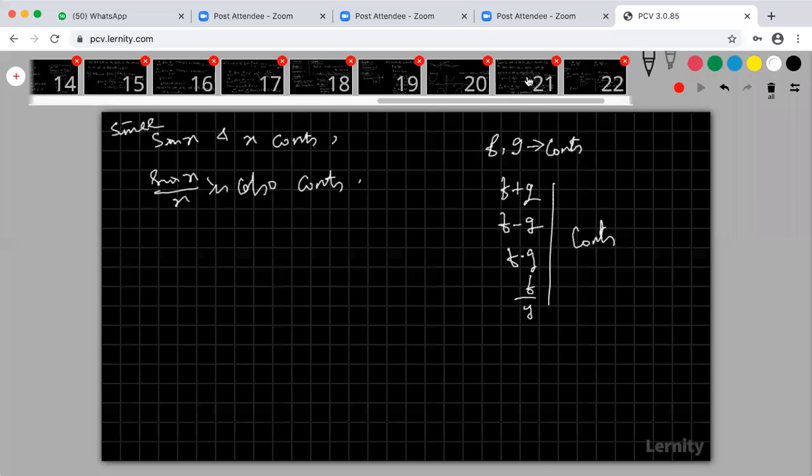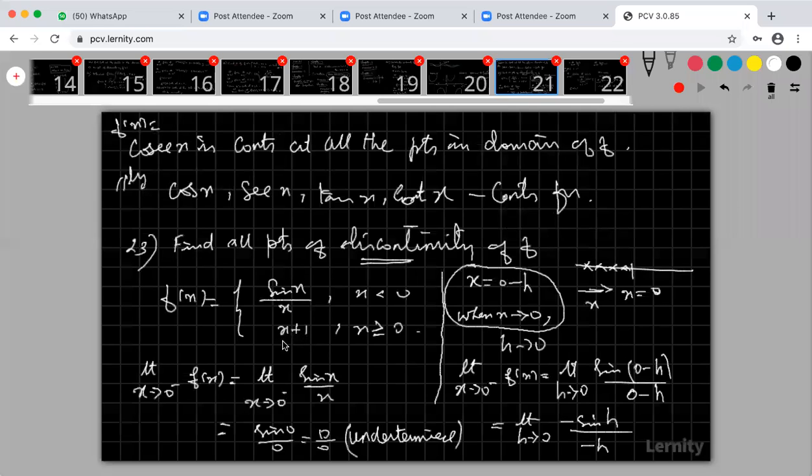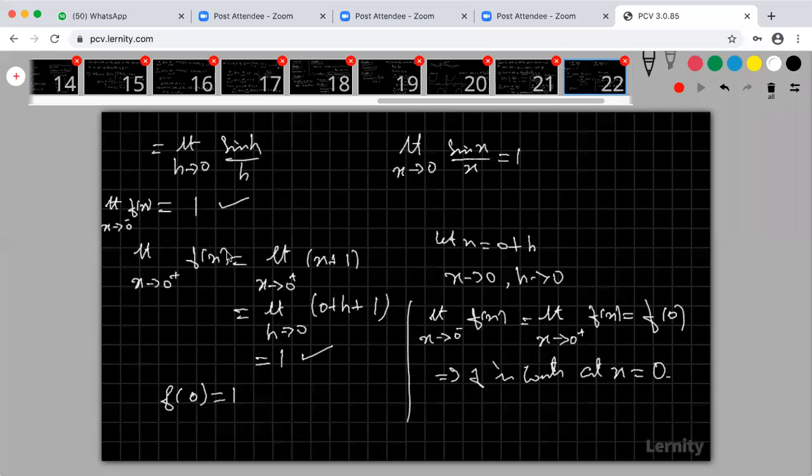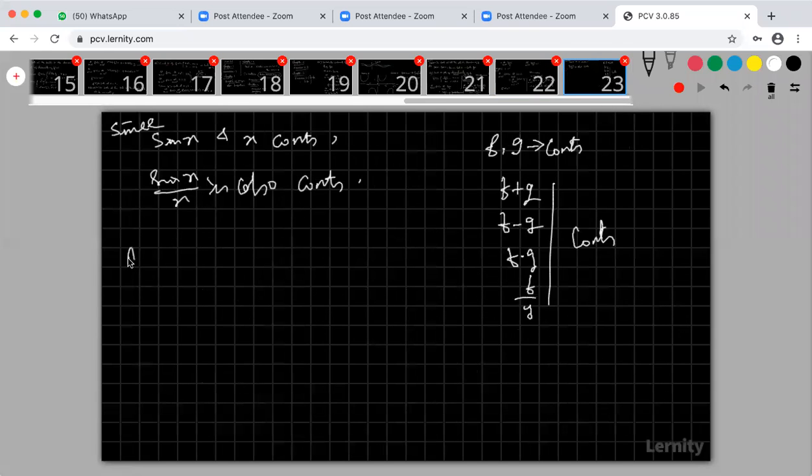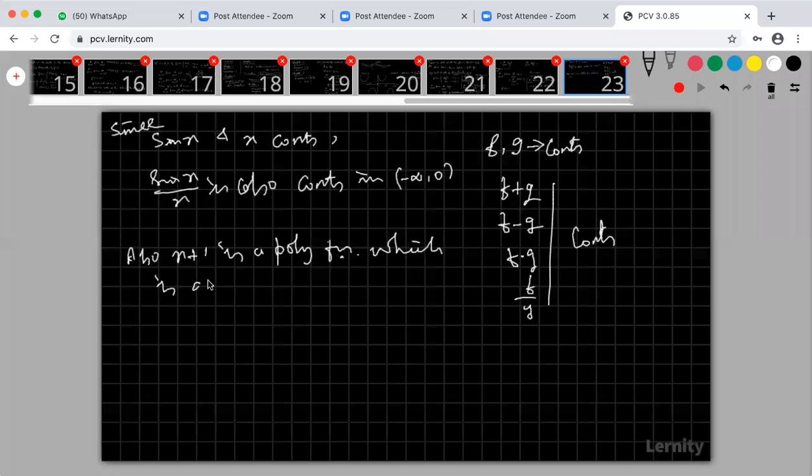Similarly, this function is also continuous. My x plus 1 is also continuous because this is a polynomial function. Any polynomial function is continuous, we have already discussed. So for greater than 0, that means 0 to infinity, my polynomial function x plus 1 is also continuous in the interval 0 to infinity.